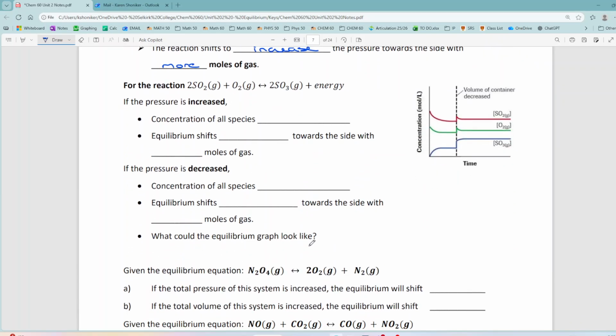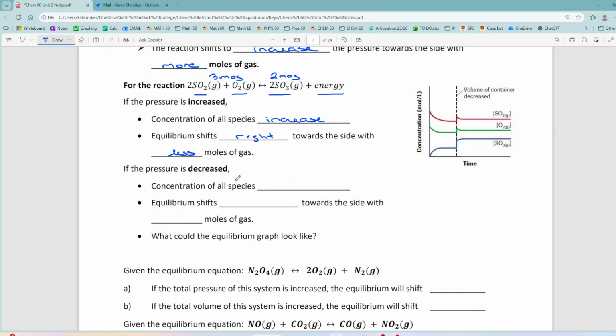So if we look at a scenario here, this one I've got sulfur dioxide and oxygen forming sulfur trioxide. This releases heat. If I were to increase the pressure, increasing the pressure by decreasing the volume, the concentration of all species would increase. So equilibrium will shift to decrease the pressure. In this case, I have 3 moles of gas on the left and I have 2 moles of gas on the right. If I'm trying to decrease the pressure, I'm going to shift right towards the side with fewer moles of gas.